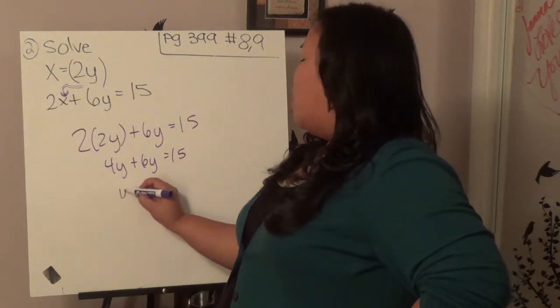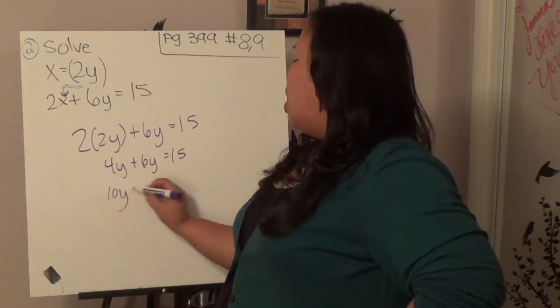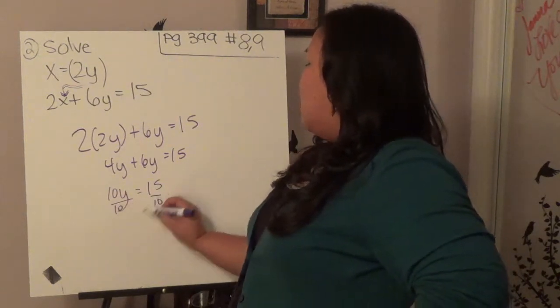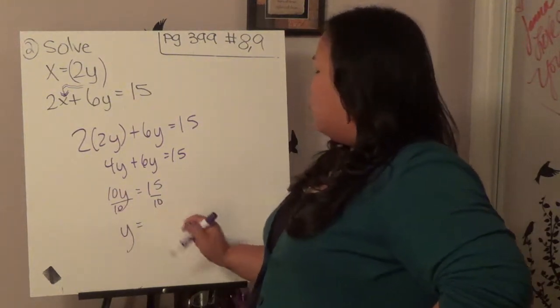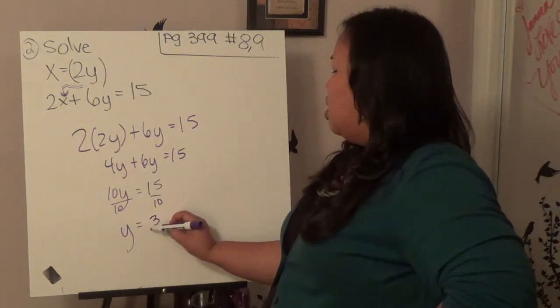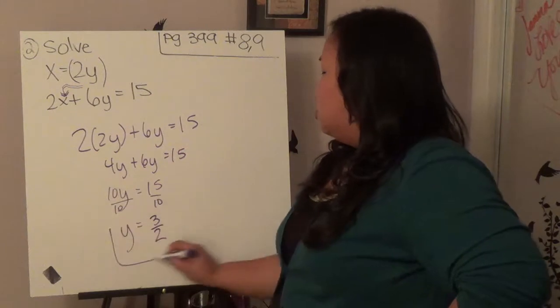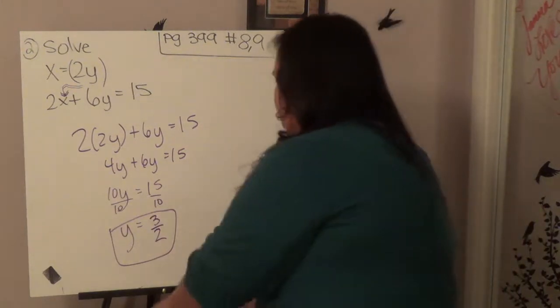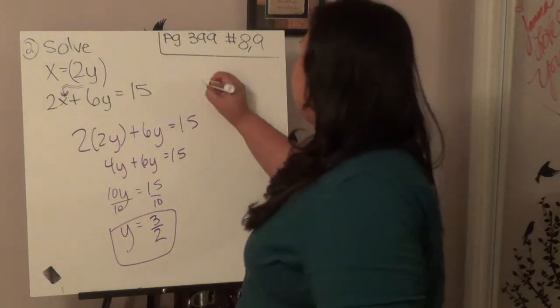I have 10y equals 15. I'm going to divide by 10. I end up with y equals, I'm going to divide top and bottom by 5, so 3 over 2. This is my y. And again, I'm not yet done. I have to do it for the other variable.